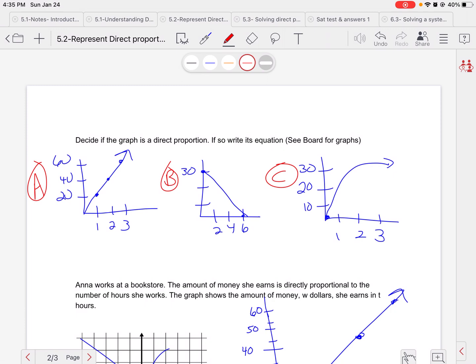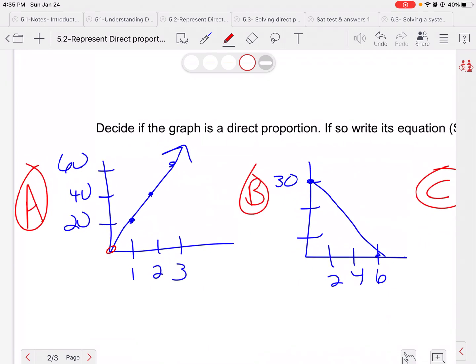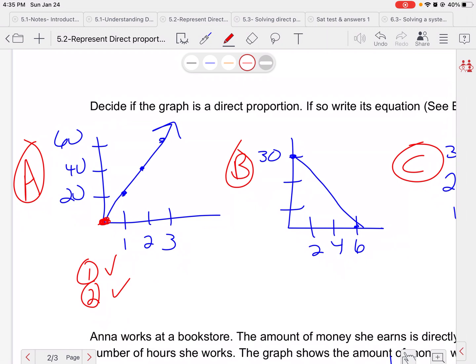So part A, is this a direct proportion? Well, it follows the first thing, it goes through the origin. So part 1, check. Part 2, it's a straight line, that checks. And part 3, it is not horizontal or vertical. So this would be yes, it is a direct proportion graph.